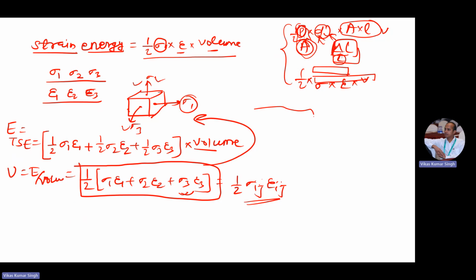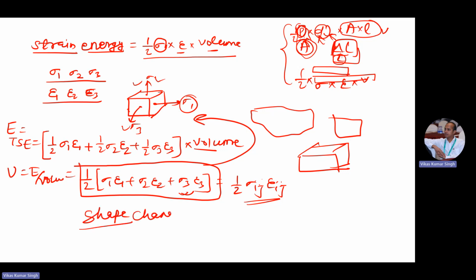This shape may change something like this, or maybe this shape will remain the same and this will deform length, width, and something. So two things will happen to this body. Either the shape of the body will change, shape change. And another one is size change, size change.